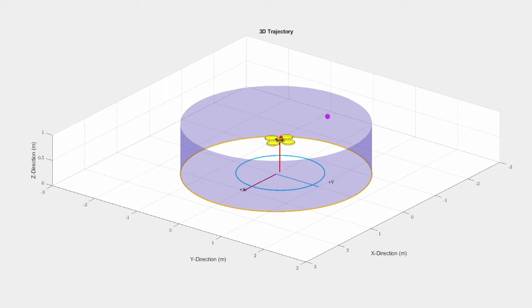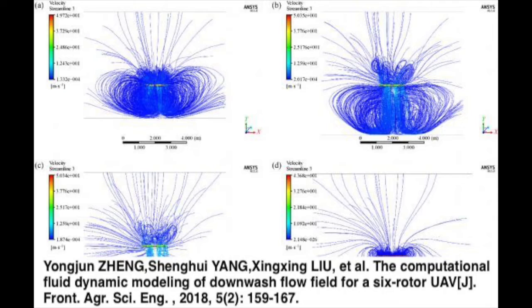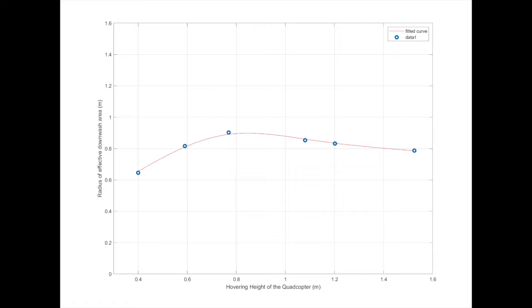There are a lot of optimization can be done in using the downwash. For example, here is a plot of the downwash CFD analysis describing the shape at different height. Our optimization is done through experiments. More specifically, let the quad rotor hovers at different heights and record the distance that it pushes the box. This plot shows the data collected from the experiment. From this data, one can conclude that the optimal height is about 0.8 meters from the ground.